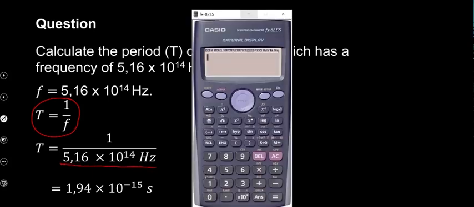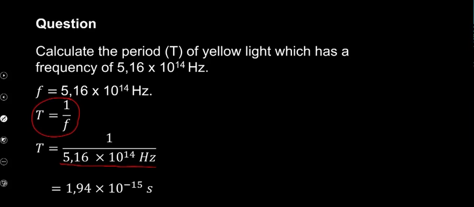All right, so to do our calculation, we're going to have to substitute our frequency. We've got 1 divided by, in brackets, 5.16 times 10 to the power of 14. Make sure to close our brackets and then hit equals. We can see that the period of this yellow light would be 1.937984496 times 10 to the minus 15, which we are comfortably able to round off to simply 1.94 times 10 to the minus 15 seconds.